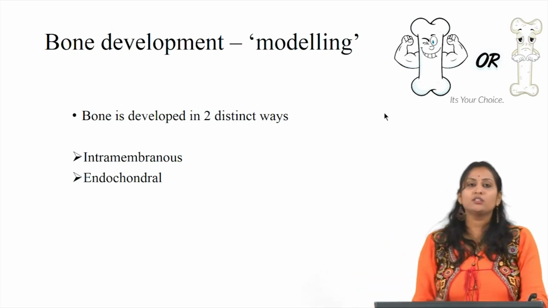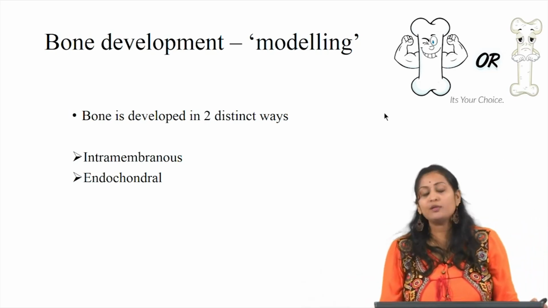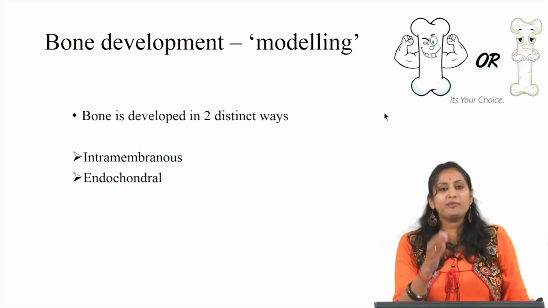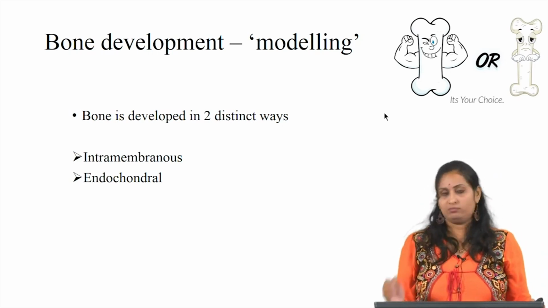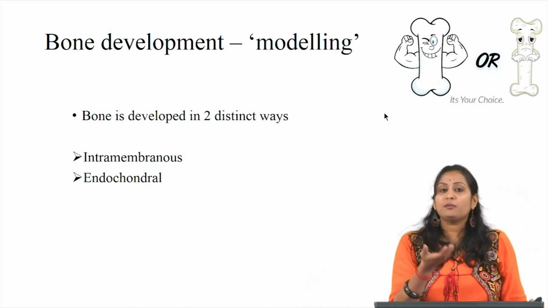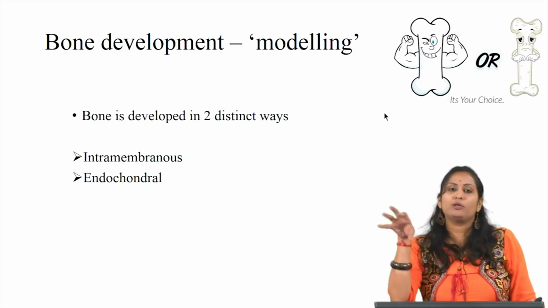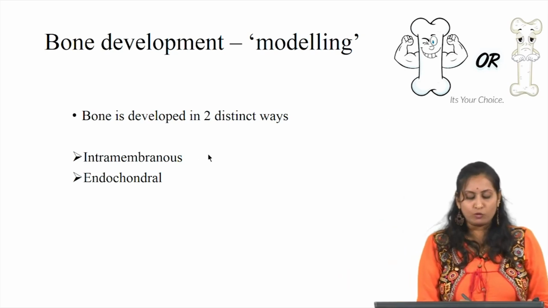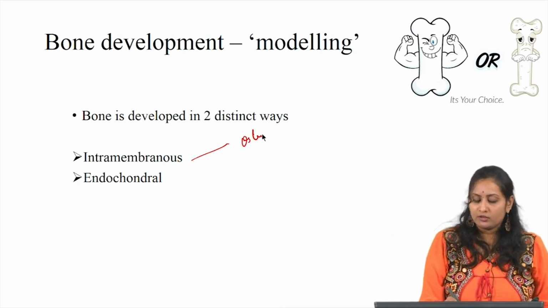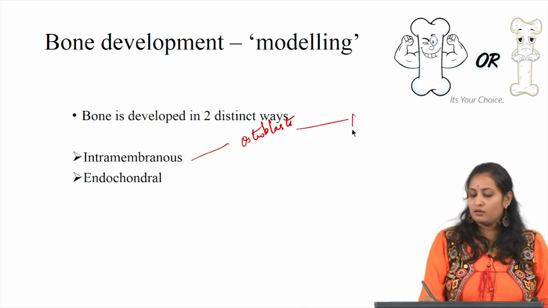Now we move on to the formation of bone, which is modeling and remodeling. Initially, bone is formed by modeling. It is developed in two distinct ways: the intramembranous pathway and the endochondral pathway. In either case, a mesenchymal cellular condensation occurs and serves as the template for the formation of bone. In intramembranous bone formation, mesenchymal stem cells directly develop into osteoblast cells and subsequent bone formation occurs.